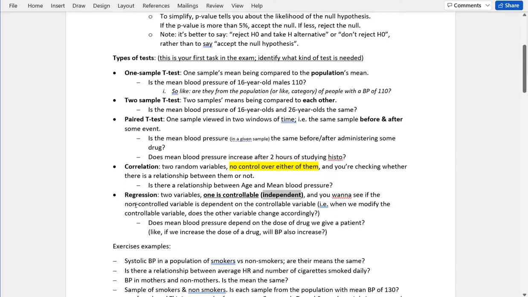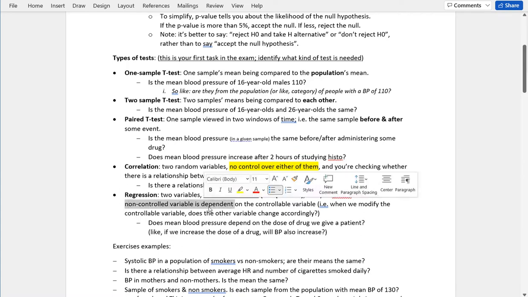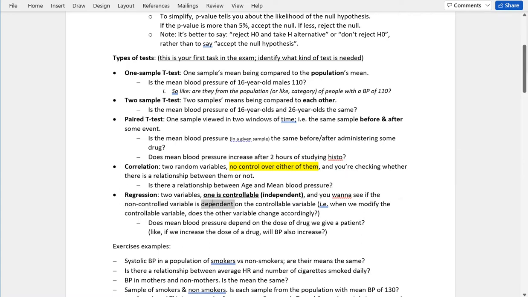However, the non-controllable one, the one you're trying to find out about, is known as the dependent one, okay? Dependent in the sense that when I increase the dose, that's the independent one, we want to see the non-controllable one's dependency. It would depend on the independent one, okay? It's a bit of a play on words, so take your time with this, it can get a bit confusing.